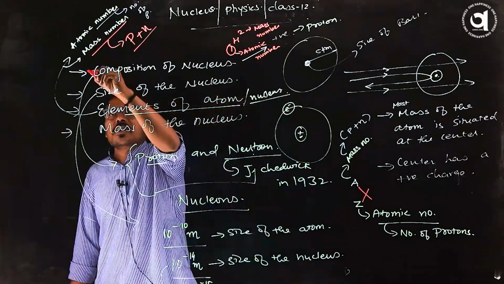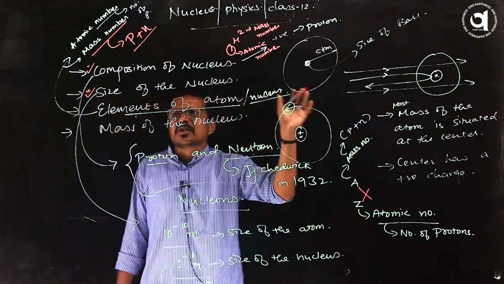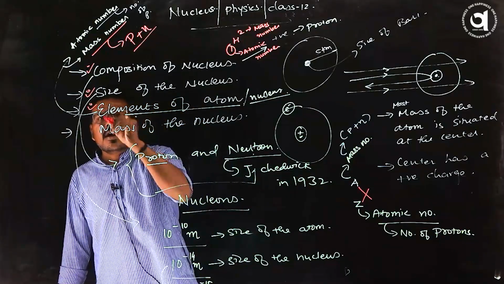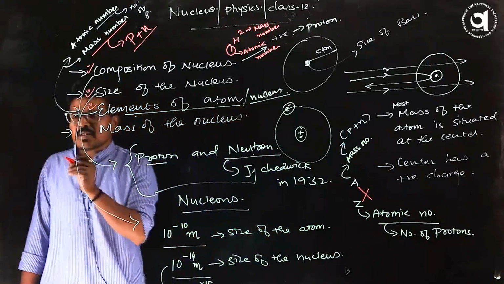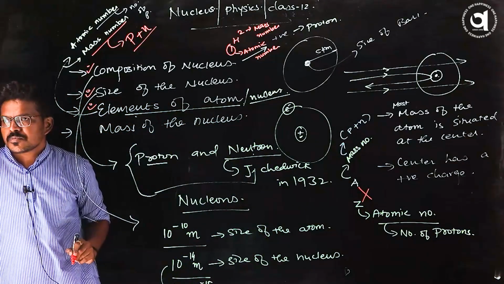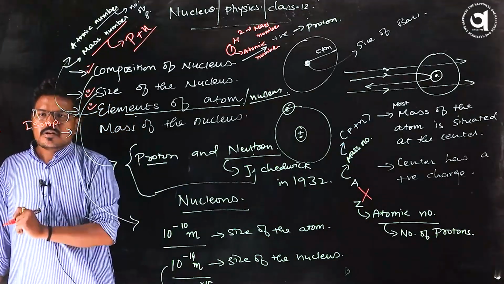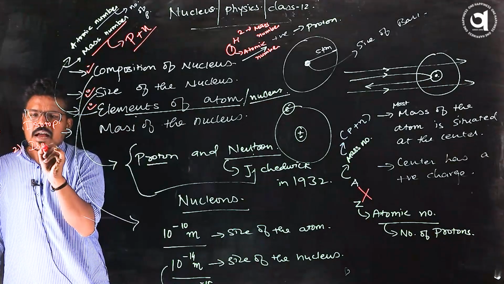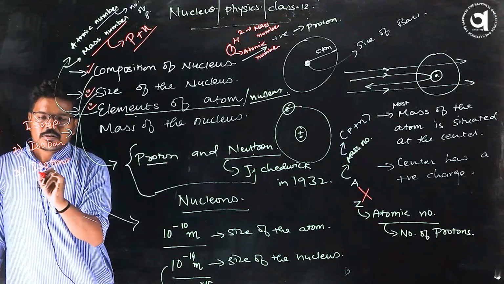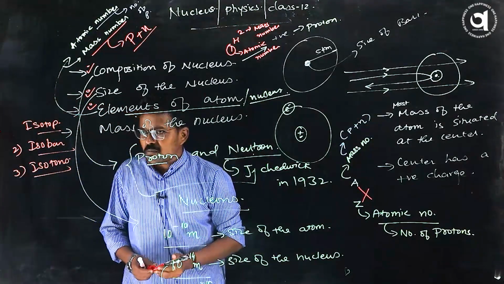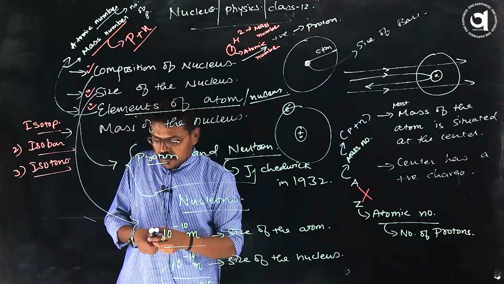So I hope we have cleared the composition of the nucleus. Then we come to know about the size of the nucleus. Then the elements of the atom or nucleus. In this also we are going to see a few things. The first one is isotope. Then second will come isobar. Third will come isotones. Isotope, isobar and isotones.